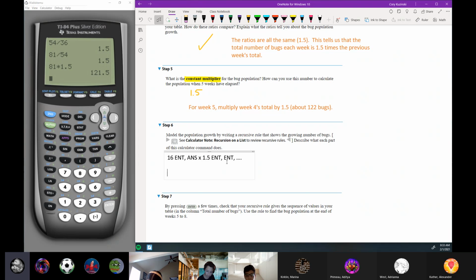So in this recursive rule, 16 is the starting amount. And 1.5 is the constant multiplier.